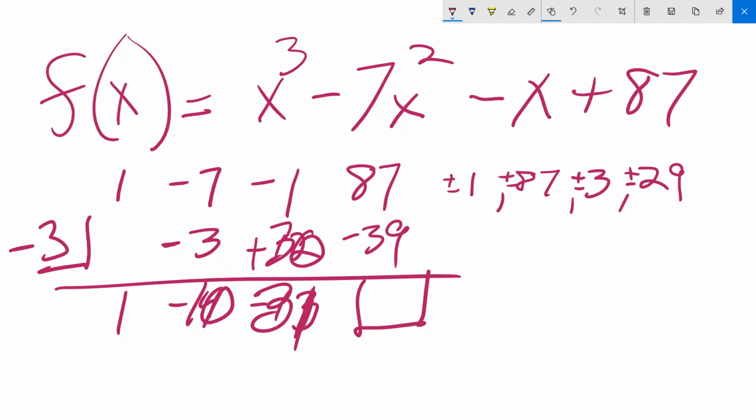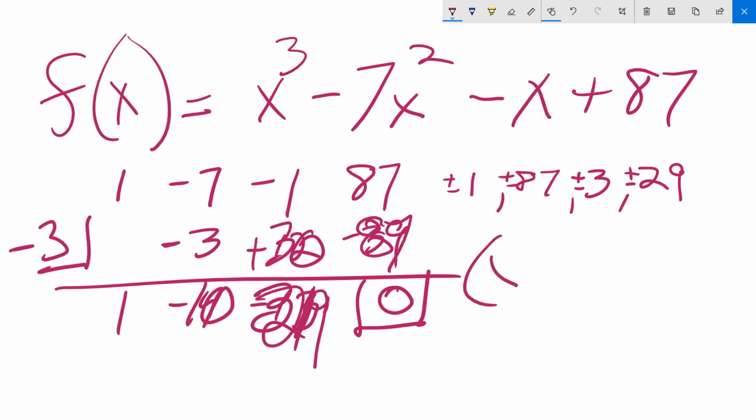Yeah, this is probably it. Oh, that's 29. I added it wrong. That's 29. That's minus 87. That's 0. So you're right. Minus 3 is one of the factors, and the other factor.